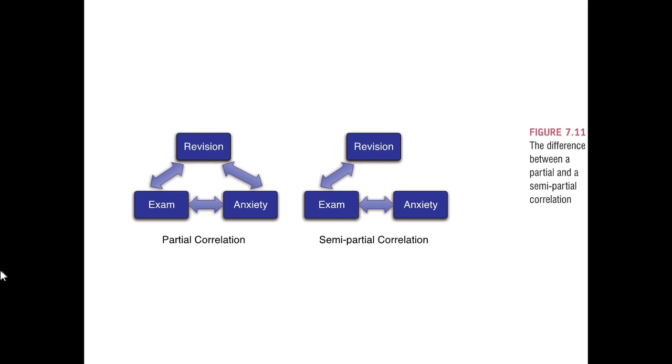Why would you do these? Well, partial correlations are really popular for the third variable problem. So it removes the variance in both variables due to some third or fourth or fifth or sixth other variables. And that is actually how regression coefficients get tested. So next week when we're talking about regression, we're going to come back to this idea.